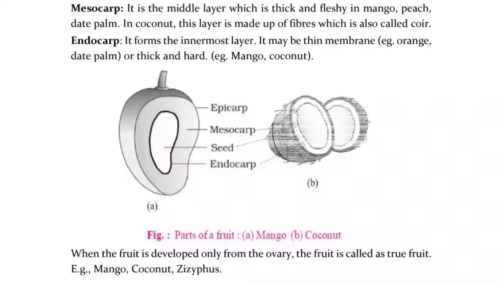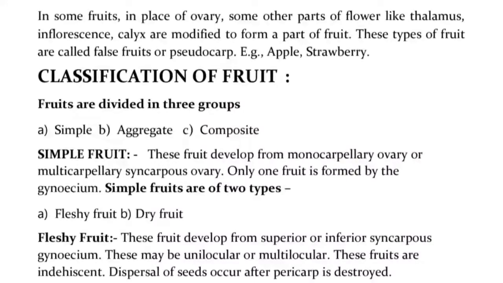Endocarp forms the innermost layer. It may be a thin membrane, e.g. orange, date palm, or thick and hard, e.g. mango, coconut. When the fruit is developed only from the ovary, the fruit is called a true fruit, e.g. mango, coconut, Ziziphus.